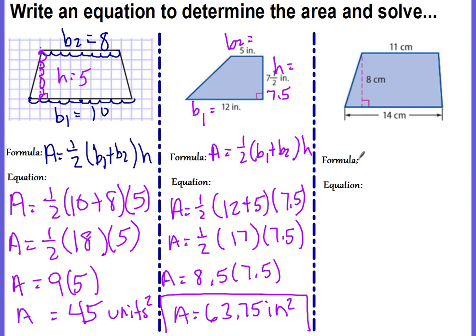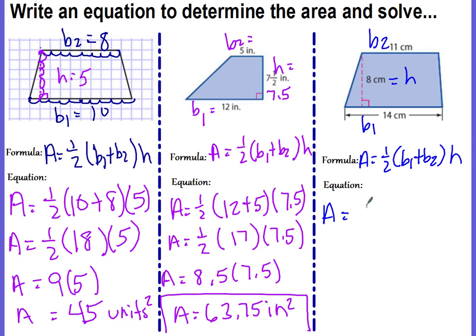And our last example, another trapezoid. Area equals 1/2. Got to add the bases, base 1 plus base 2 in parentheses, times your height. Okay, let's identify everything. Here's my base 1, the 14. Here's my base 2, the 11. And it actually shows us the height. It's perpendicular to the base. 8 is your height. And now you plug it into your formula.